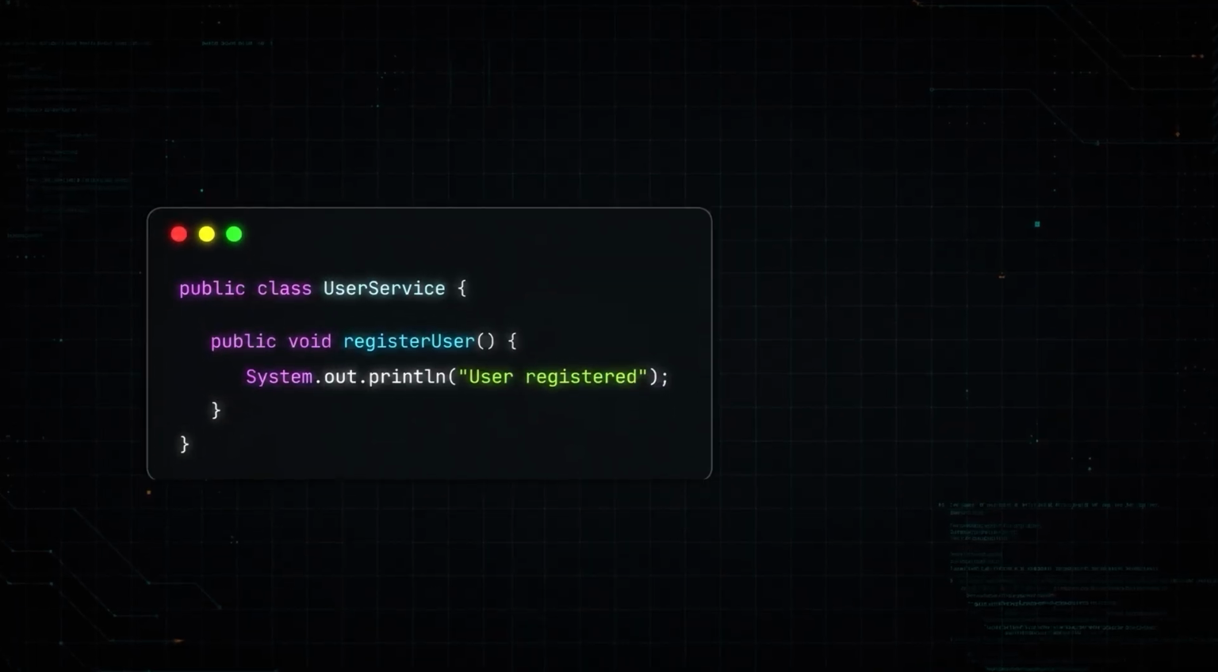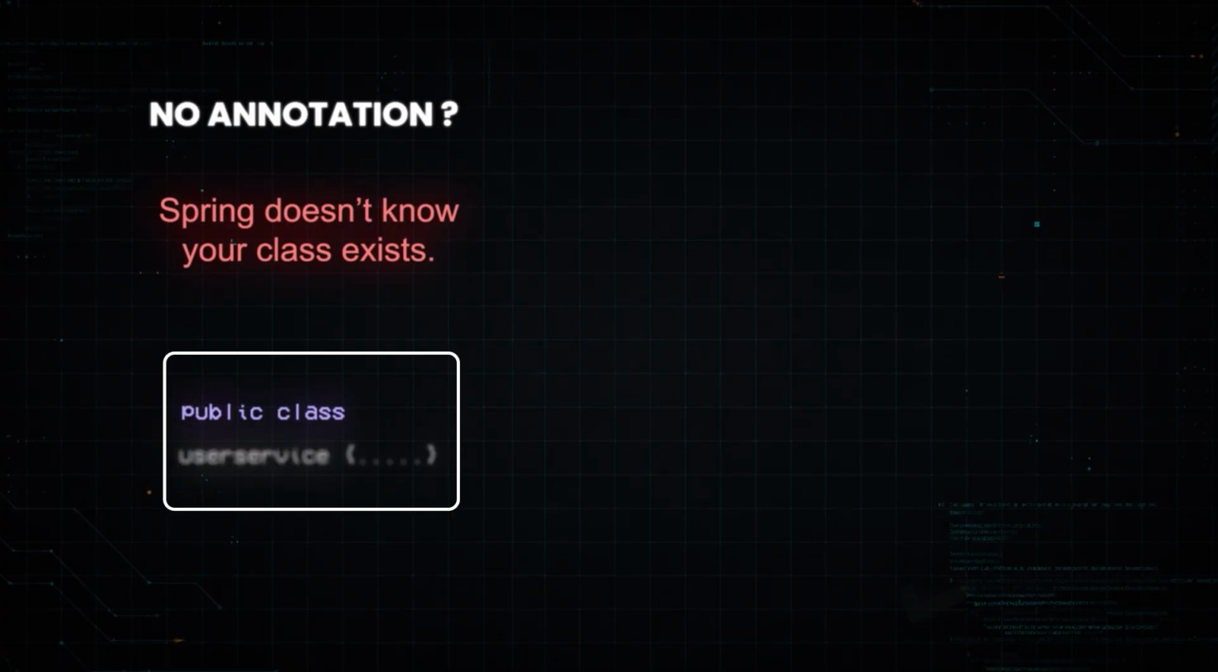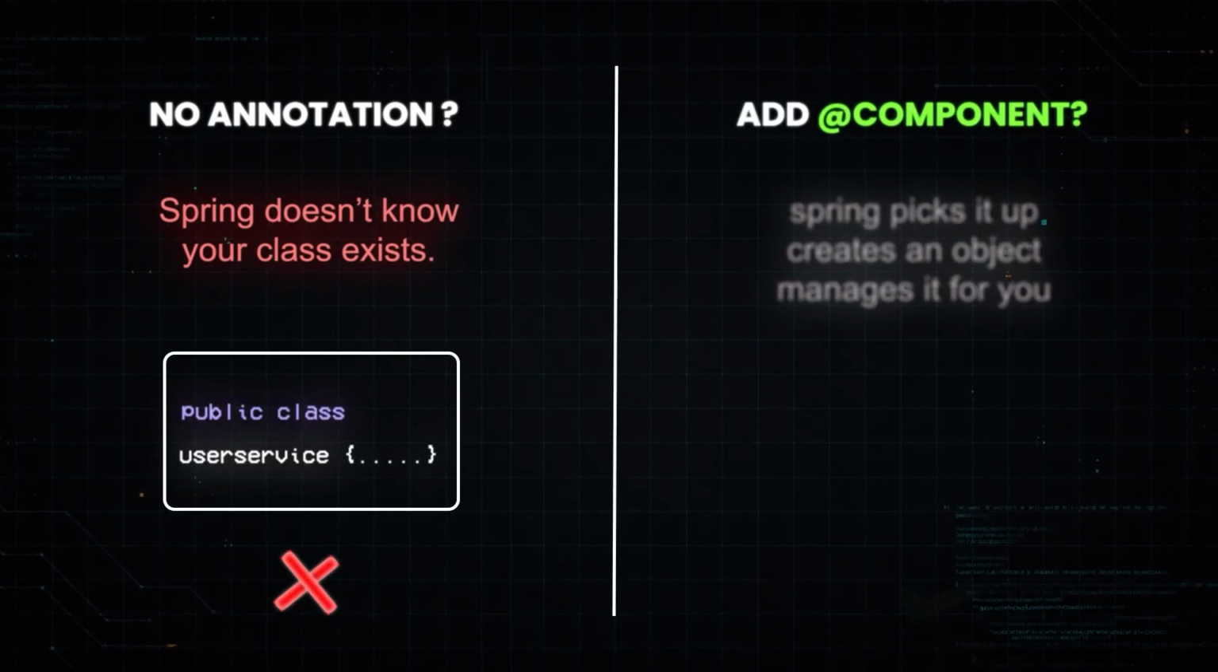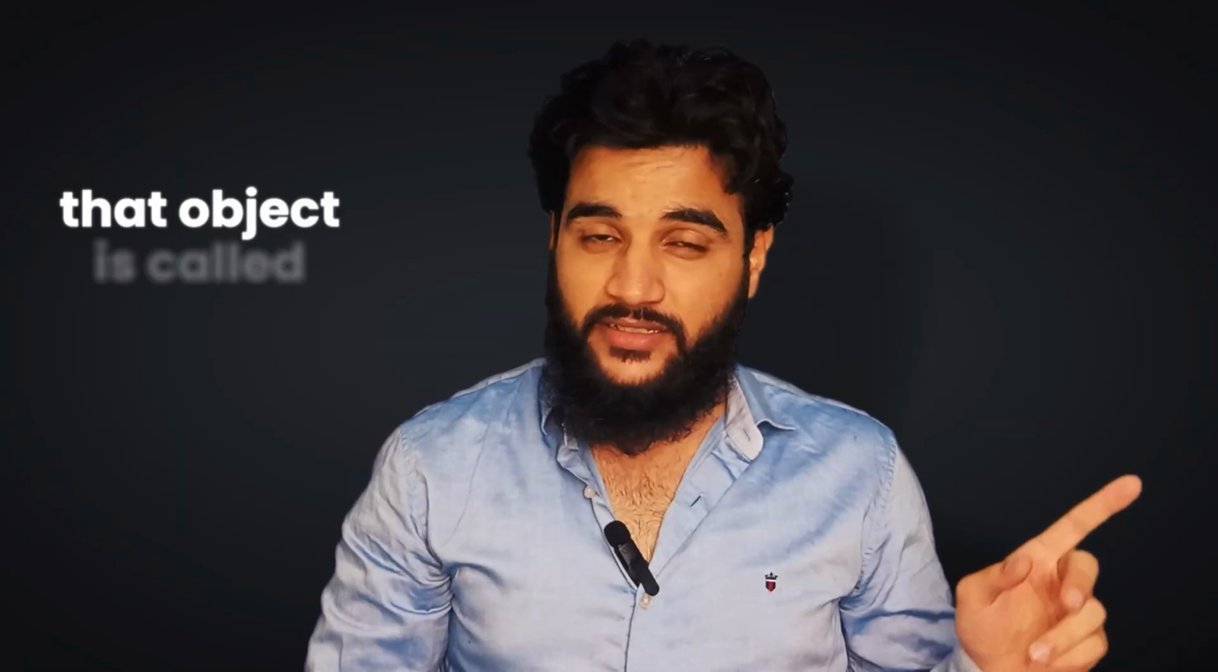An annotation is just a label. You're telling Spring, hey, pay attention to this. That's it. Spring reads these labels when the application starts up and decides what to do with the classes. No annotation? Spring doesn't know that your class exists. Add @Component? Spring picks it up, creates an object for you, and manages it for you. That object is called a bean.